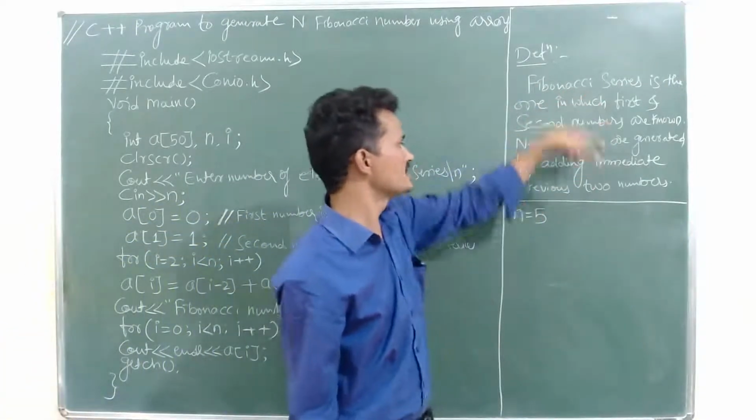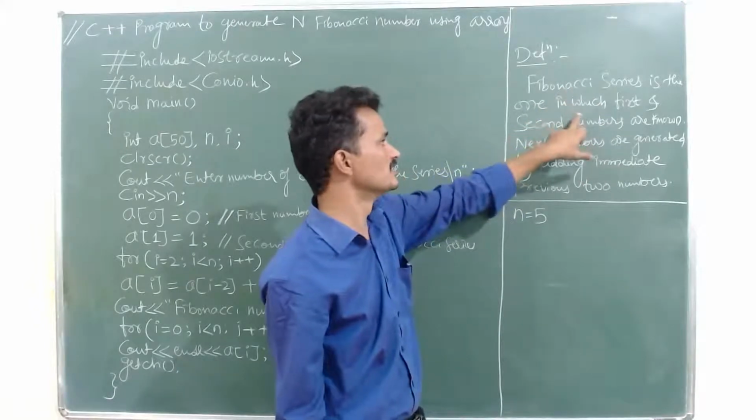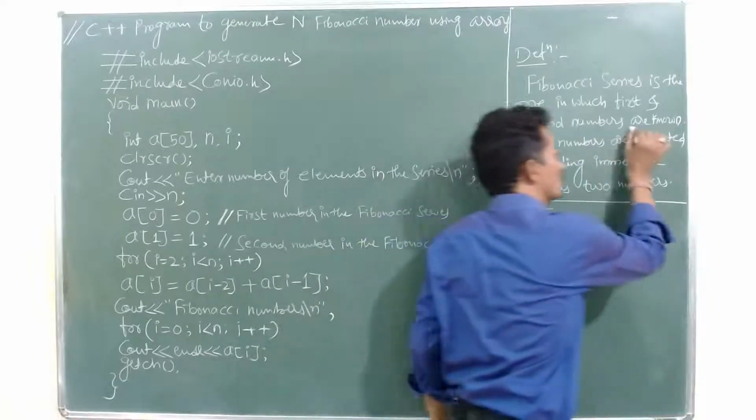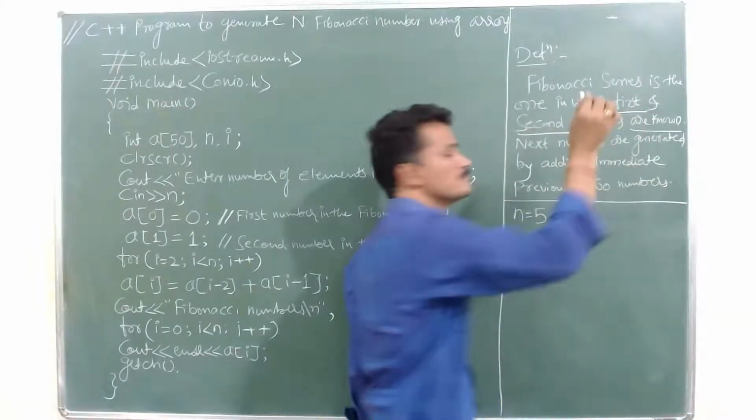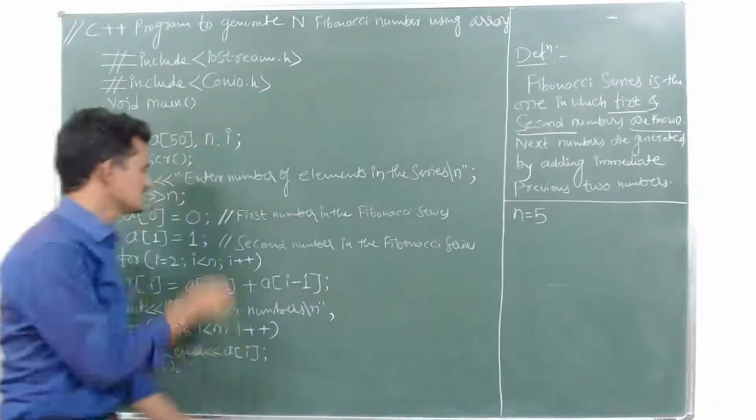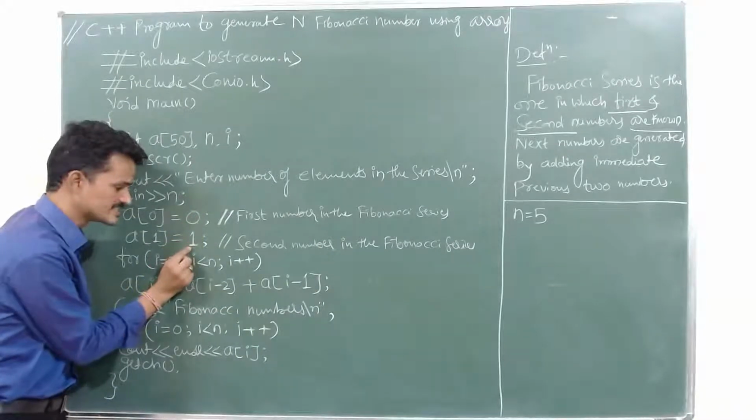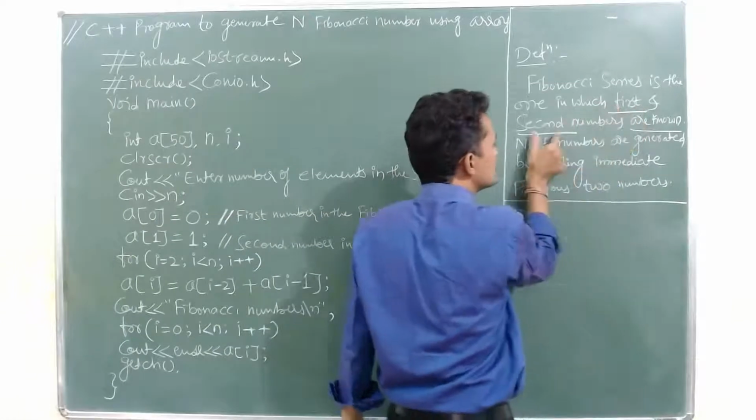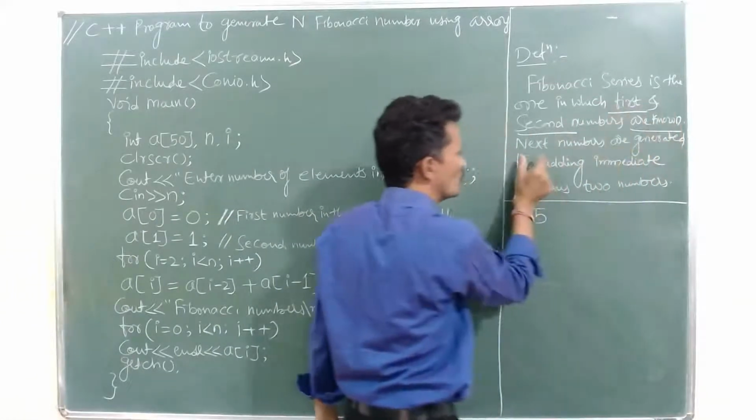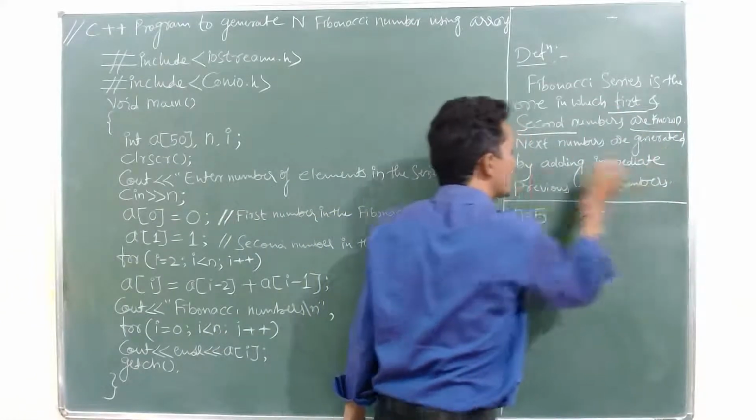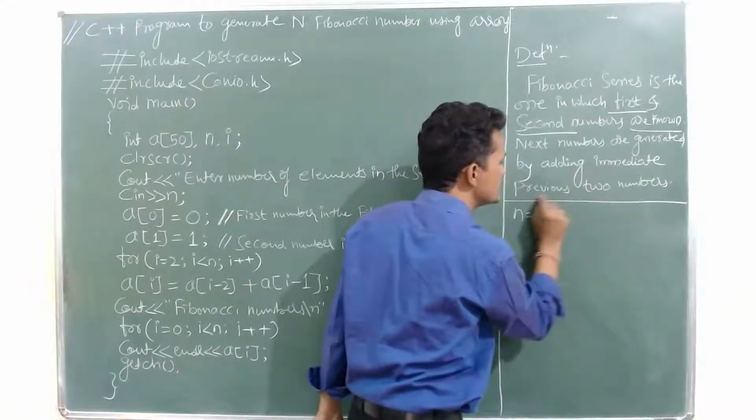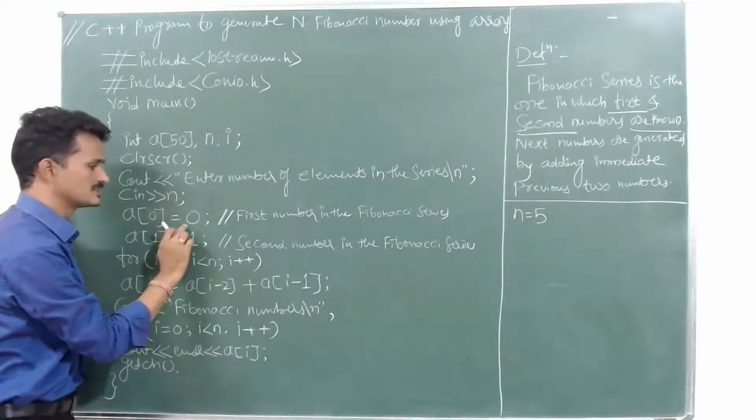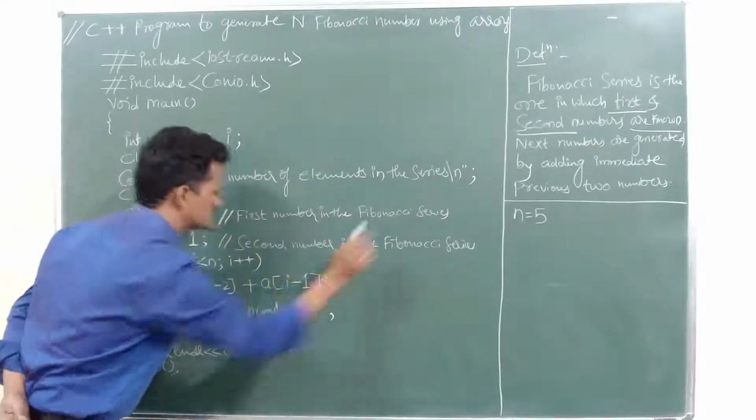The definition comes. Fibonacci series is the one in which first and second numbers are known. First number will be 0. Next number will be 1. That is what they are saying in the definition. Next numbers are generated by adding the immediate previous two numbers. Okay. So the first number is 0, the first number in the Fibonacci series.